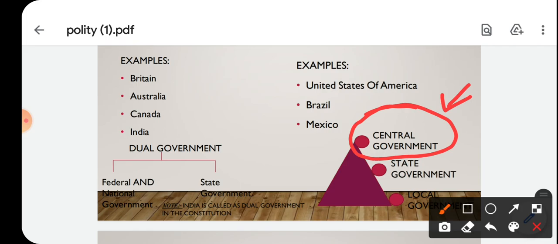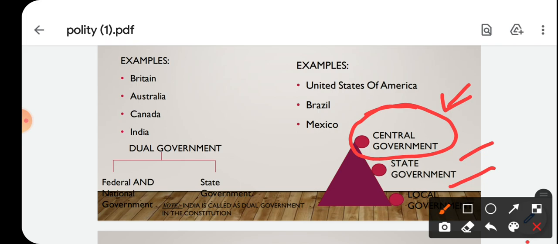It simply means that the state government and the local government are not independent. Suppose if the state government wants to make certain laws, then it has to consult whom? The central government. If the local government wants to make certain laws, then also it has to consult the central government. This happens in unitary government or in presidential government. Presidential, which means that the president will rule the country, not the prime minister.